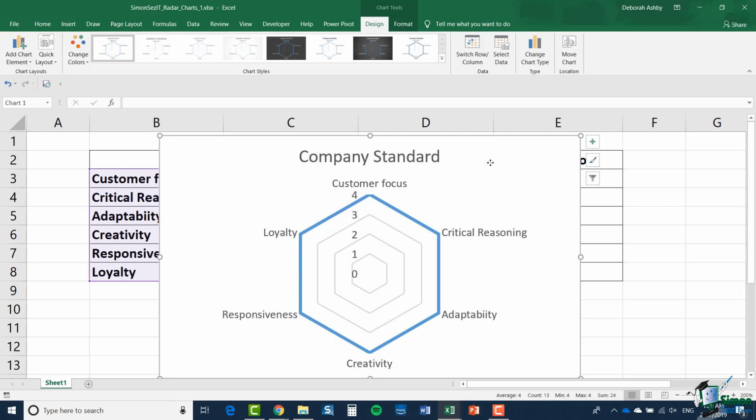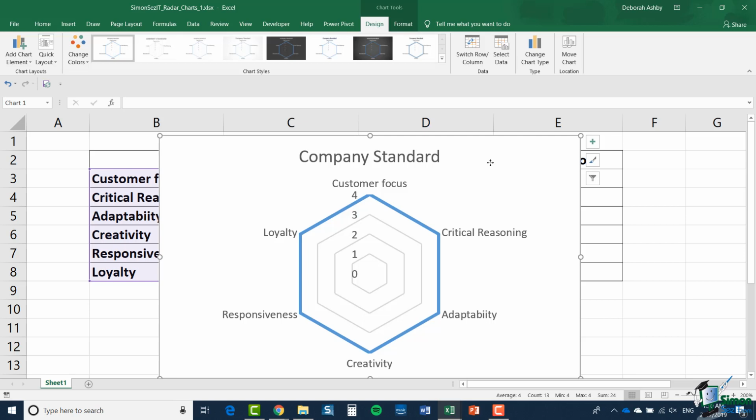As you can see, it's drawn concentric hexagons starting from 0 in the middle, 1, 2, 3, 4. It's probably human nature to assume that the max score you can get here is 5. Excel doesn't really work in that way. The highest score it's seen is a 4 for company standard, so it stops at 4. And the blue line very much represents the company standard.